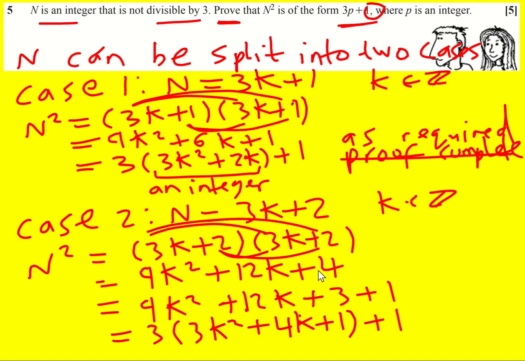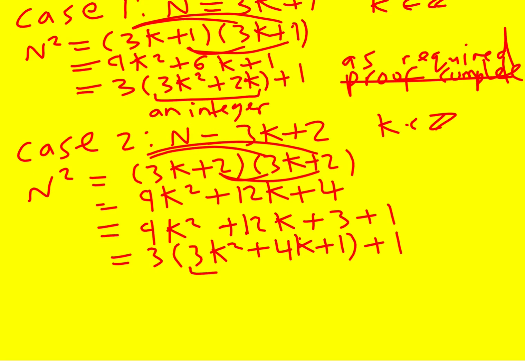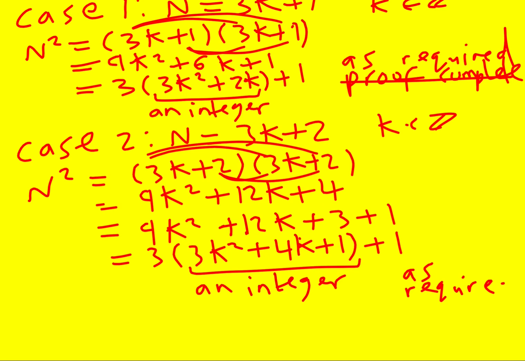plus 1. Again, this thing here is an integer. As required. I've shown again that it's in the form 3p plus 1. And now I can say that the proof is complete.